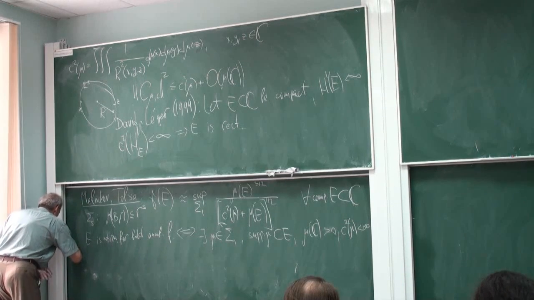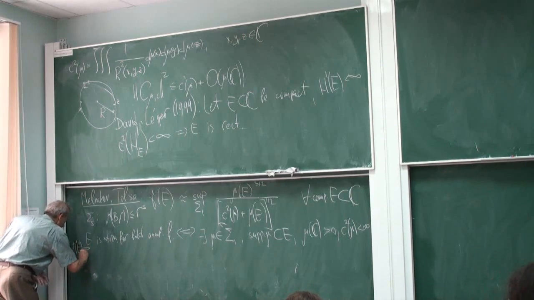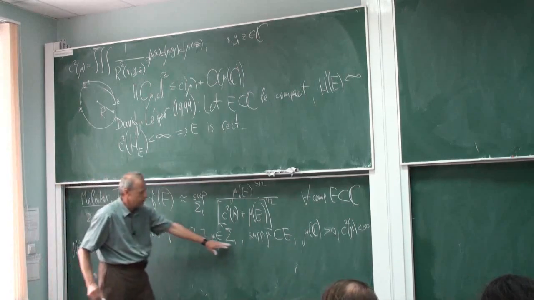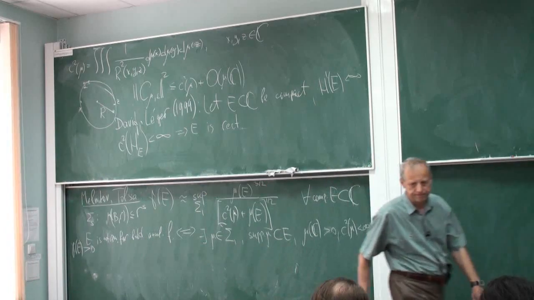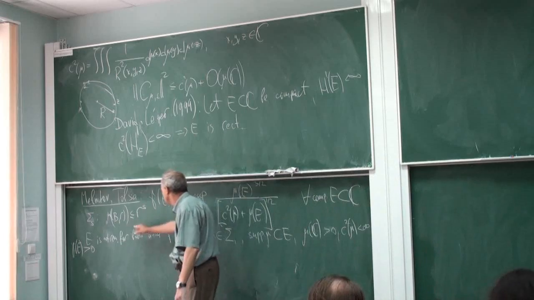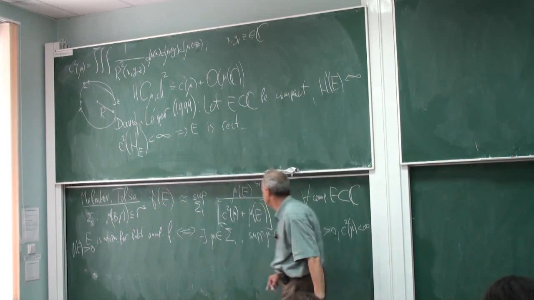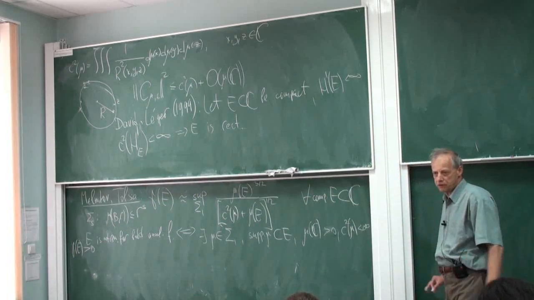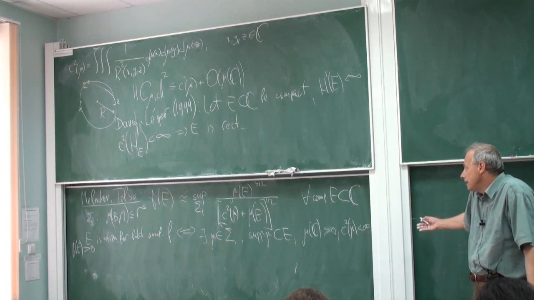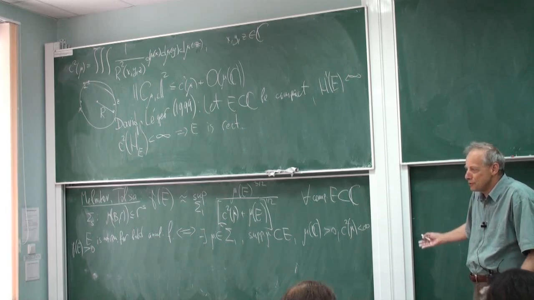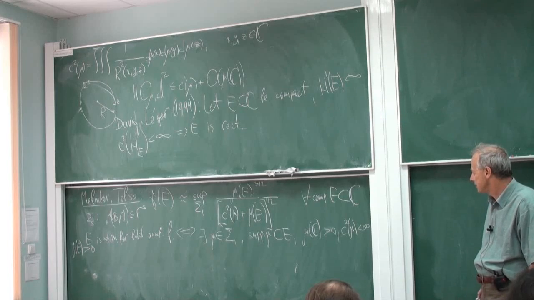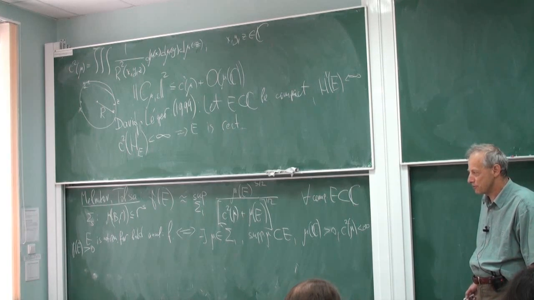In other words, the capacity of E is positive if and only if such a measure exists. The measure is assumed to be positive. Yes, all measures here are positive, usual Borel measures. Is it the answer? Well, in a certain sense, it's the answer. It's a necessary and sufficient condition. Is it a geometrical description of removable sets?